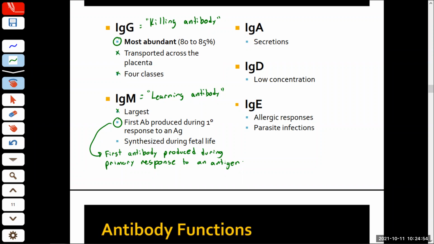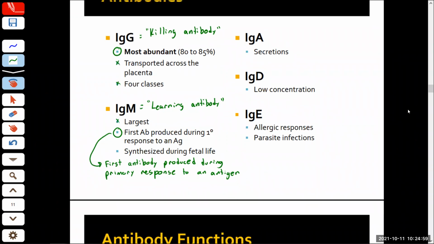There's a slide coming up that highlights this. IgA. Be careful here. IgA is not for allergies. A lot of students switch those up. IgA is for secretions. What are some example secretions? Mucus. What else? Tears. Sweat. Saliva. What else?